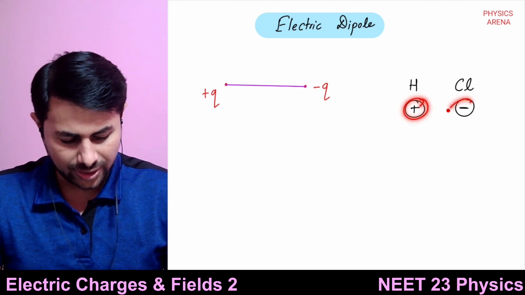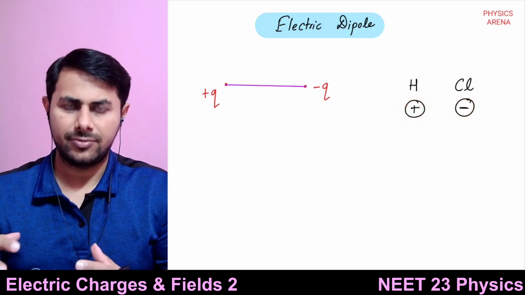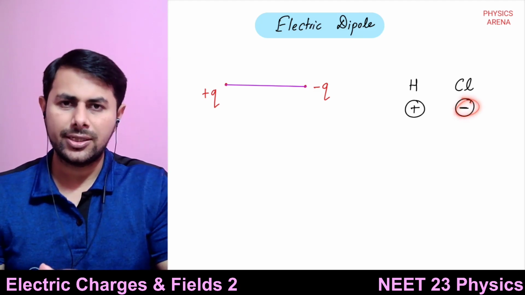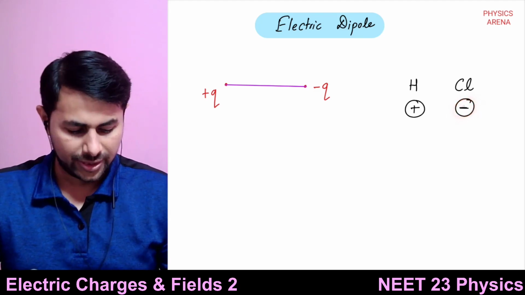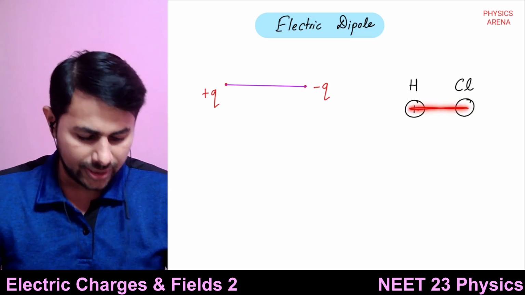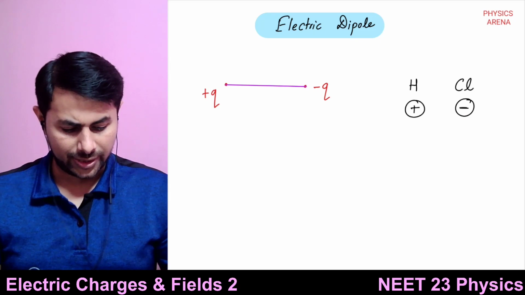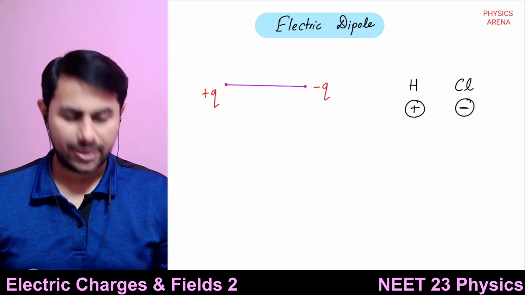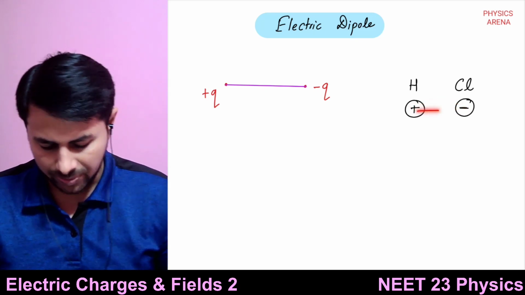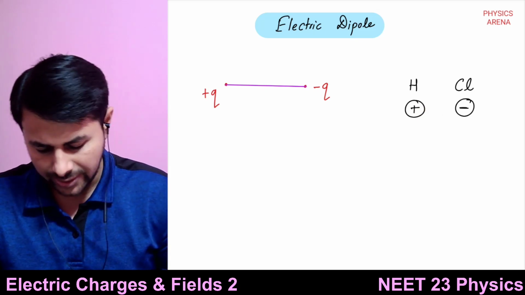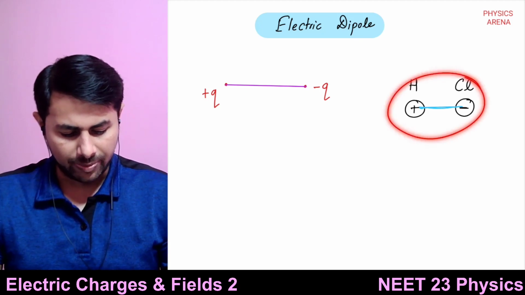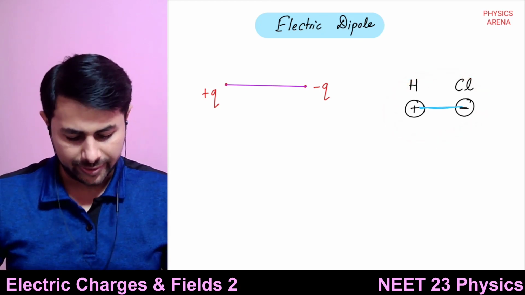And how much is the charge on them? This one has plus q charge, equal to the charge of one electron but positive, and because it is giving that electron to Cl, Cl will have charge equal to one electron but negative. So these are two charged ions, positive and negative, and there is a very small distance between them. This kind of system is called an electric dipole. So electric dipoles are found in polar molecules.